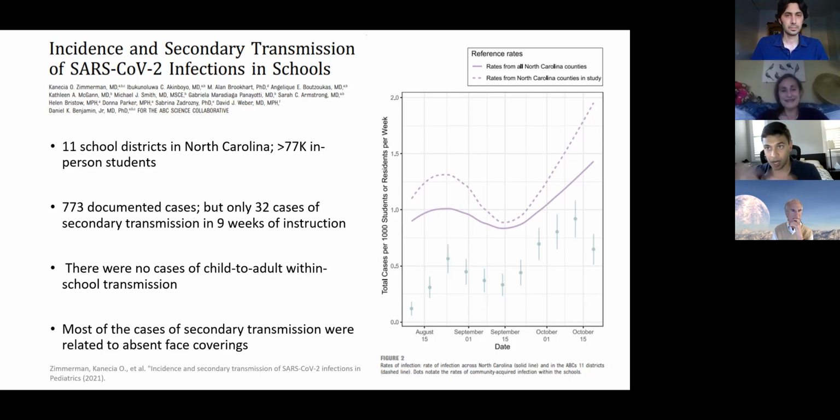So to summarize all of that to this point, children are less likely to get coronavirus, so COVID-19. When they do get it, they are less likely to be hospitalized, go to the ICU, or die. Also, when they do get infection, they are less likely to give it to other children or adults.